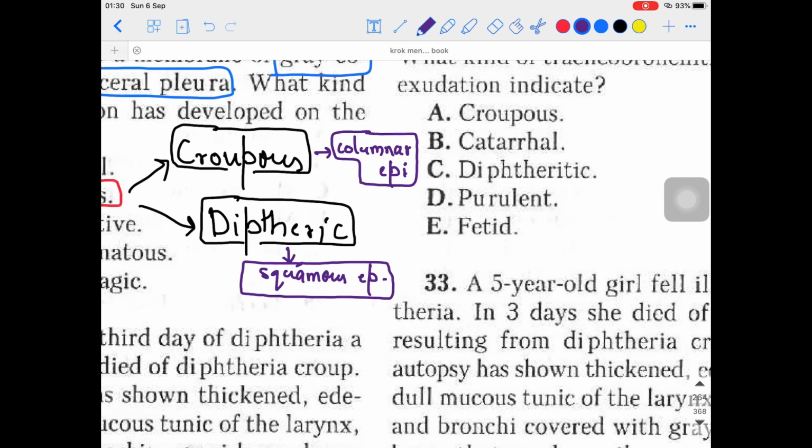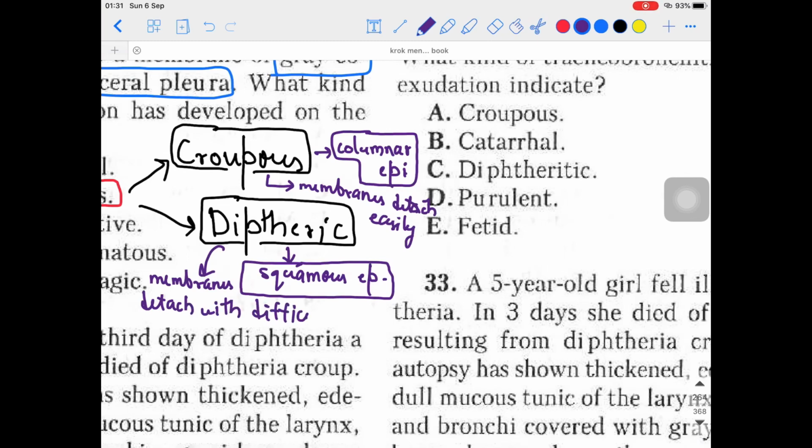One more thing, in croupous inflammation, the fibrinous membrane is removed or detached easily. In the croupous one, the membranes will detach easily, whereas in the diphtheric one, membranes detach with difficulty or are removed with difficulty. Very important point for your CROC. They usually test you on these things.